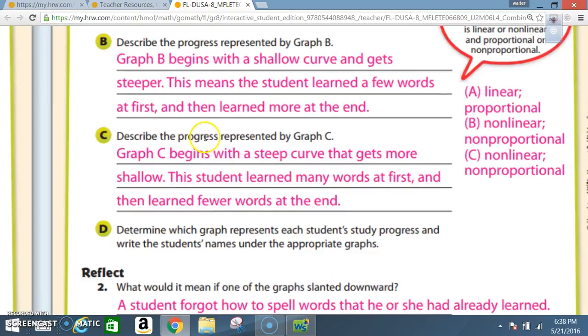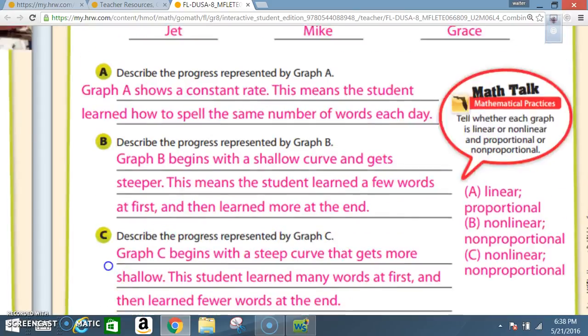C, describe the progress represented by graph C. Graph C begins with a steep curve and gets more shallow. This student learned many words at first and then learned fewer words at the end.